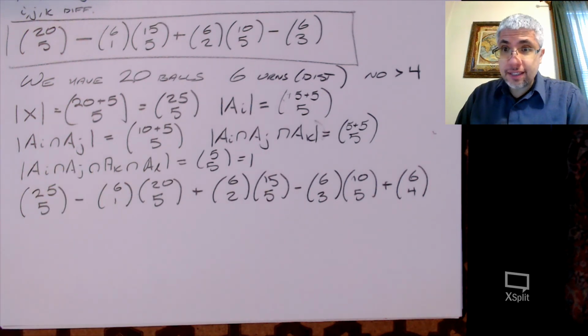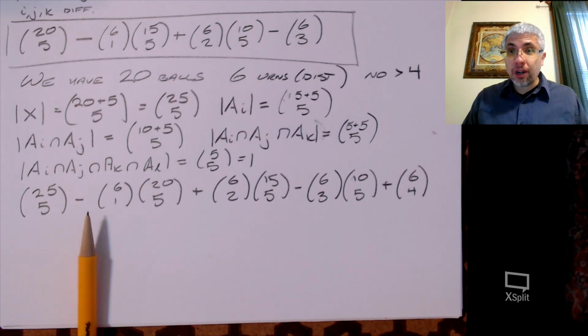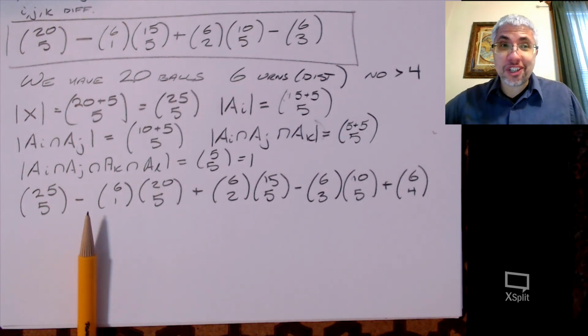But okay, that's an example of how you can use inclusion-exclusion to do an assignment problem with balls and urns that we haven't seen yet. But there's still more that we're going to do with inclusion-exclusion coming up.